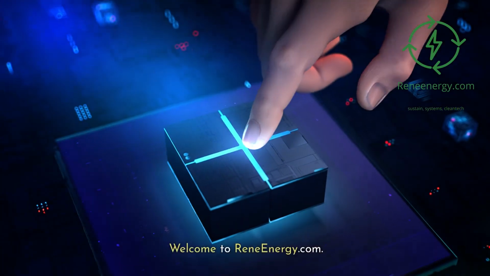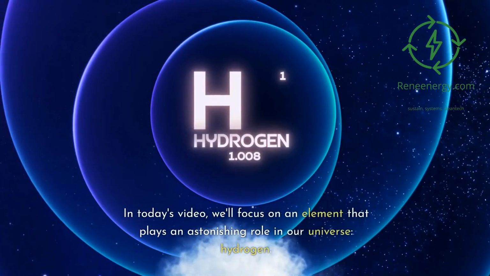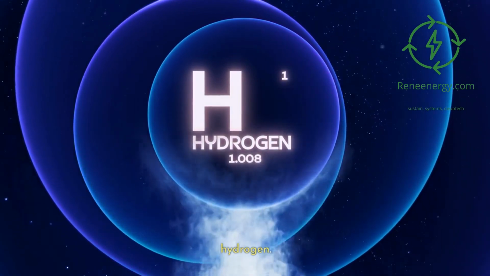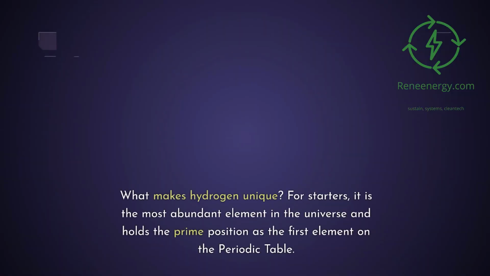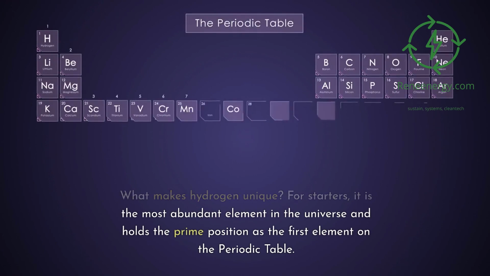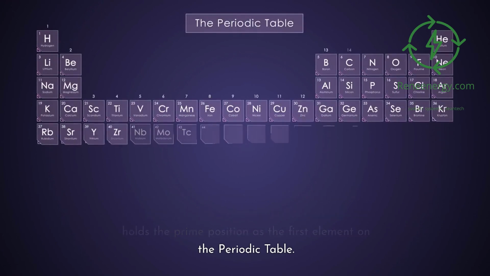Welcome to RenewEnergy.com. In today's video, we'll focus on an element that plays an astonishing role in our universe: hydrogen. What makes hydrogen unique? For starters, it is the most abundant element in the universe and holds the prime position as the first element on the periodic table.